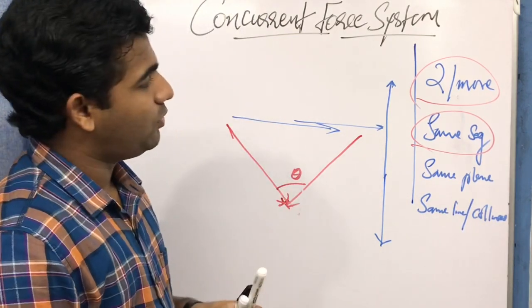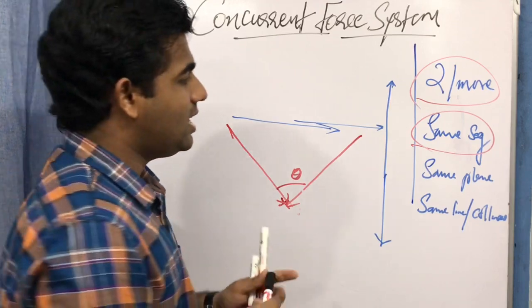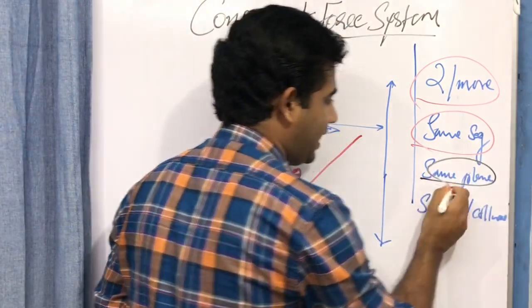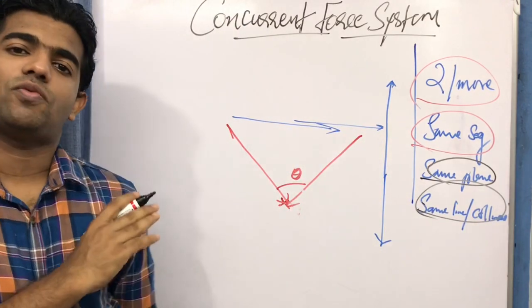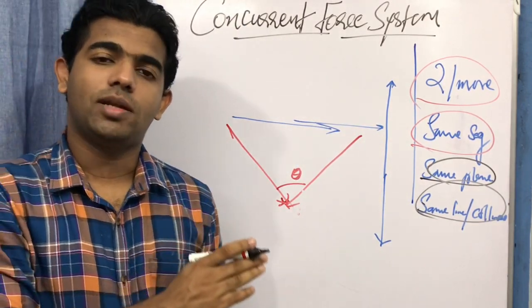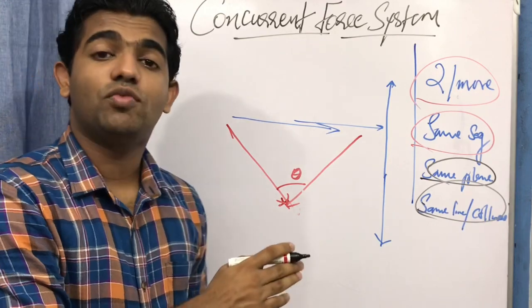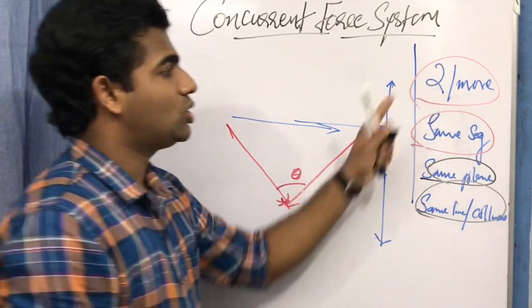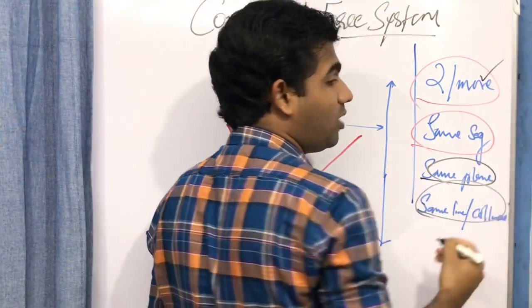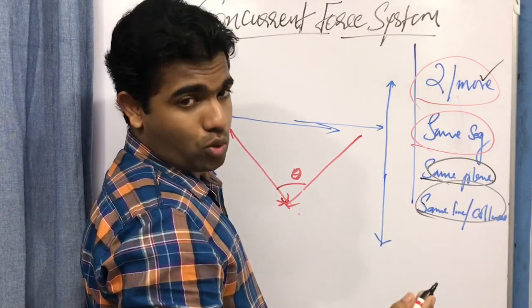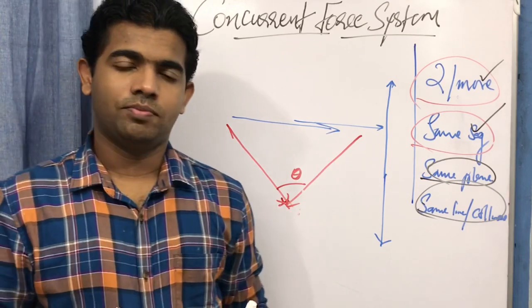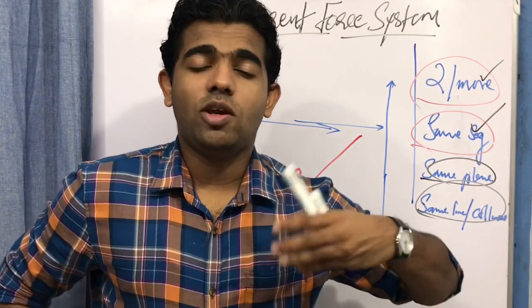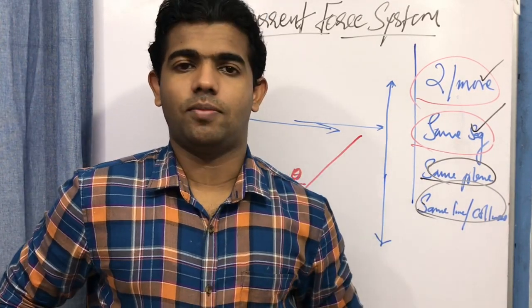What is the difference between linear and concurrent? Linear means it is in the same plane and in the same line. Those things are different in these forces. They may lie in a different plane and in a different line. But these two factors remain: the number of forces is two or more, and they are acting on the same segment.